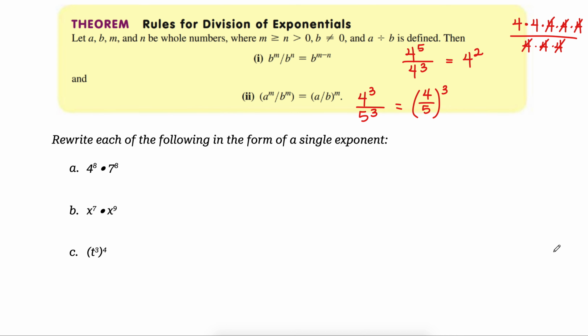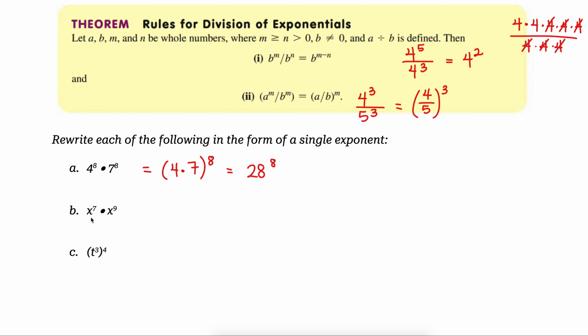And we're going to use some of these properties real quickly to rewrite these 3 expressions with a single exponent. So the first one, we have 4 to the 8th power times 7 to the 8th power. So we have the same power, the same exponent. So what we can do is we can think of this as 4 times 7, that product to the 8th power. So this would be 28 to the 8th power for that first one.